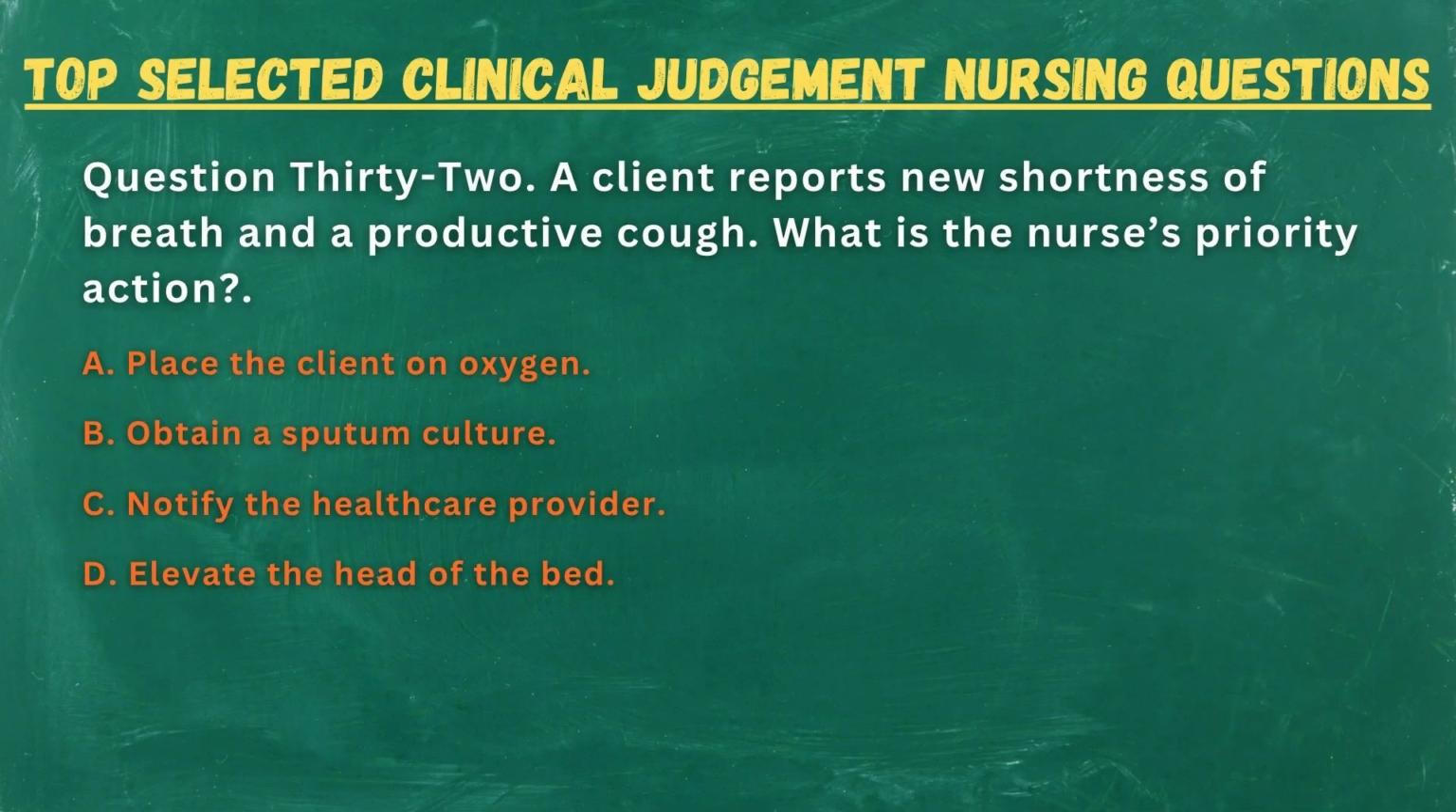Question 32. A client reports new shortness of breath and a productive cough. What is the nurse's priority action? A. Place the client on oxygen. B. Obtain a sputum culture. C. Notify the healthcare provider. D. Elevate the head of the bed. Answer: D. Elevate the head of the bed.